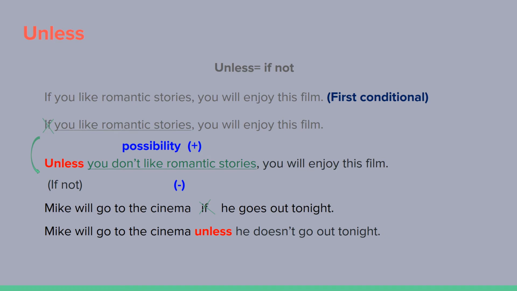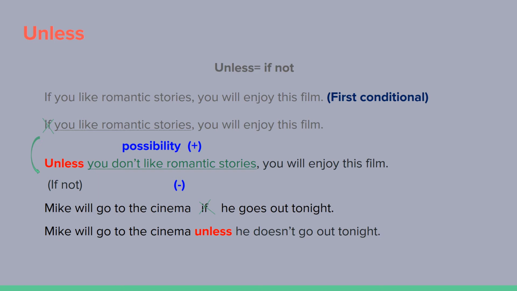Unless is used in first conditional sentences and it means if not. To be able to use unless in first conditional sentences, you need to make some changes in the sentence in order to keep the meaning the same. Number one, you need to get rid of if and replace it with unless. Number two, you need to change the structure of the situation sentence. Now let's go back to our example.